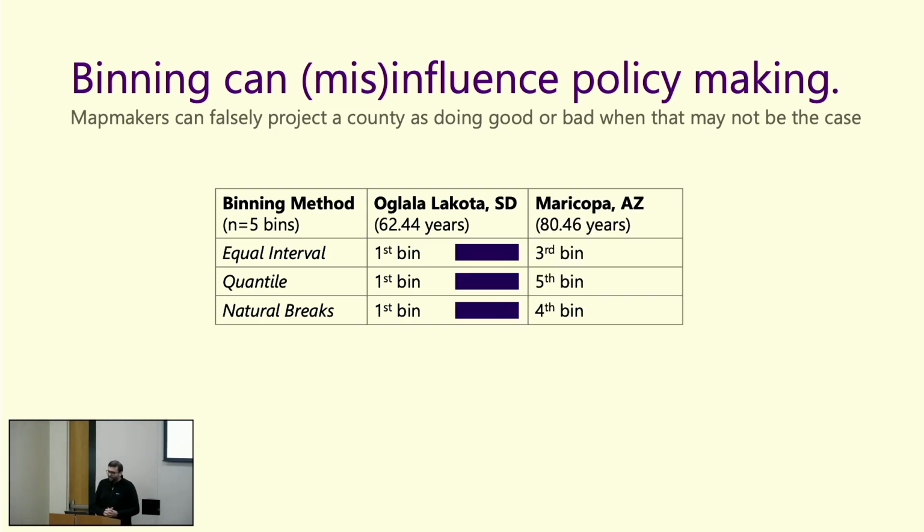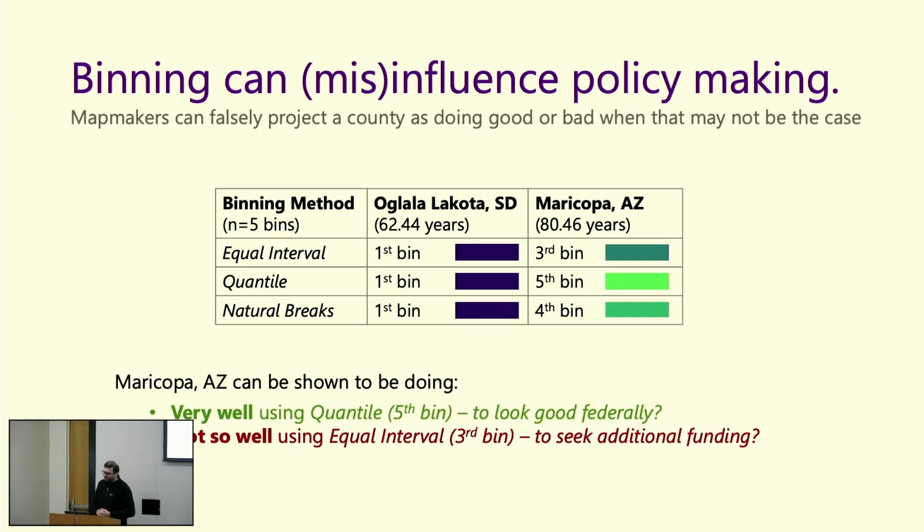However, Maricopa County in Arizona, with a life expectancy of 80.46 years, falls in 3 different bins, 3rd, 5th, and 4th respectively, resulting in different colors of green. So any devious mapmaker can show Maricopa to be performing well using quantile, maybe to look good federally, or not so well using equal interval, maybe to seek additional funding to improve the current state.